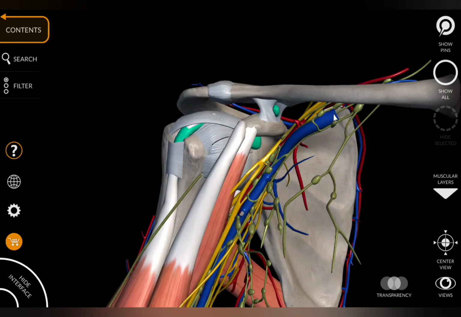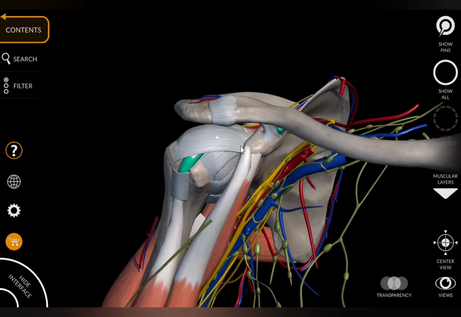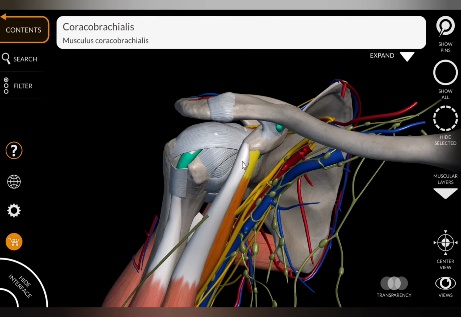So the next thing we are going to take a look into is the muscles which are under the cover of deltoid. The short head of biceps and also the coracobrachialis both take origin from the coracoid process, right? So this is the short head of biceps brachii and this is the coracobrachialis muscle. The origin of both the muscles lies under the cover of deltoid.